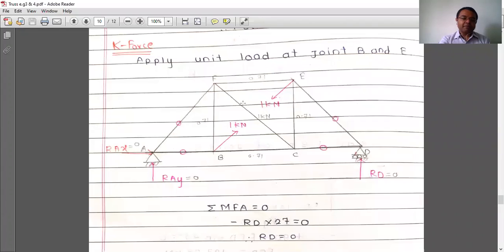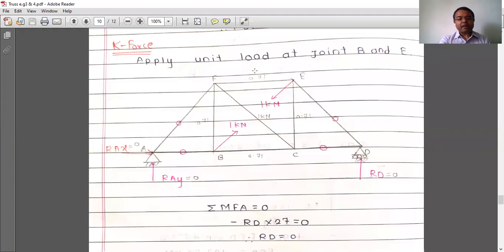So by symmetry you can write that the force in the member FC will also be tensile, of magnitude 1 Newton. By symmetry you can directly write it. We just have to calculate the force in these four members, that is the force in FE, EC, BC and BF.